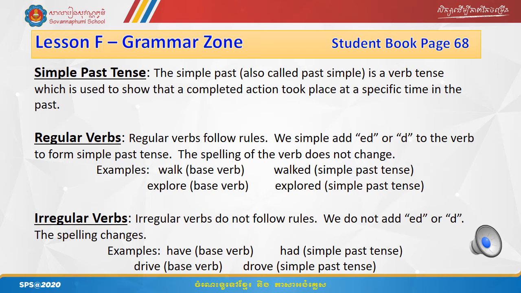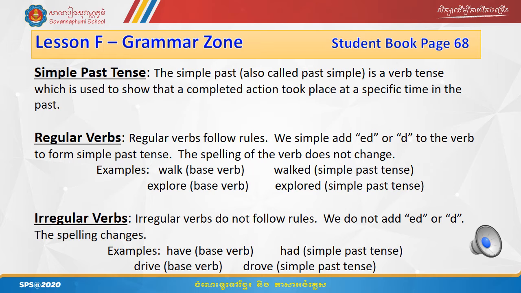Regular verbs follow rules. We simply add ed or d to the verb to form simple past tense. The spelling of the verb does not change. Examples: walk, base verb, walked, W-A-L-K-E-D, simple past tense. Explore, base verb, explored, E-X-P-L-O-R-E-D, simple past tense.